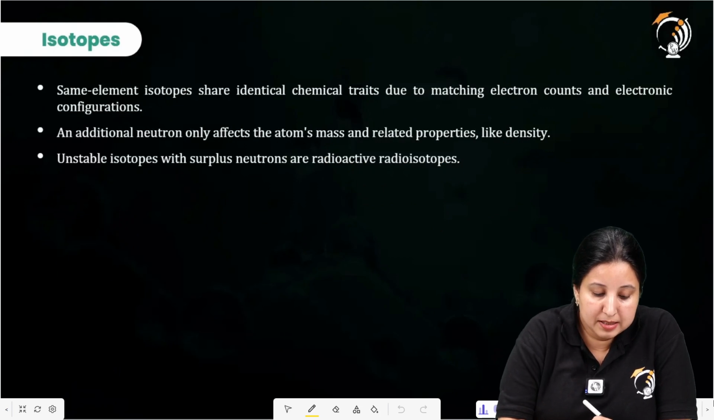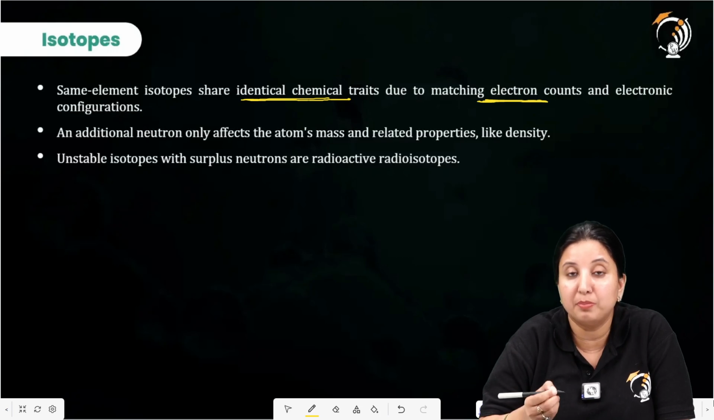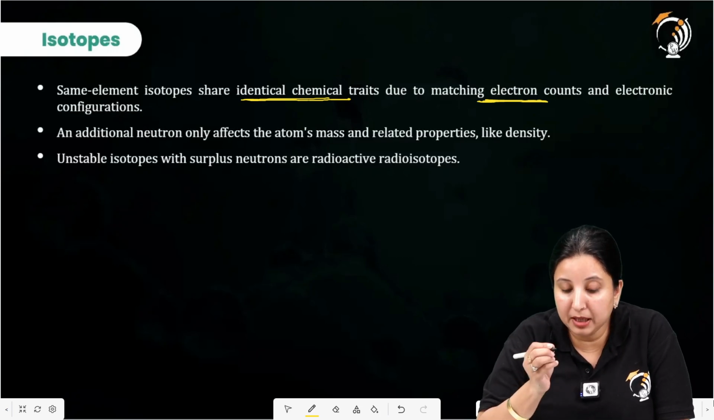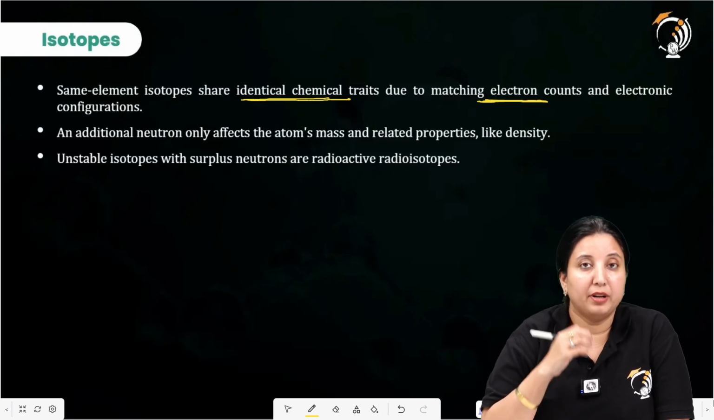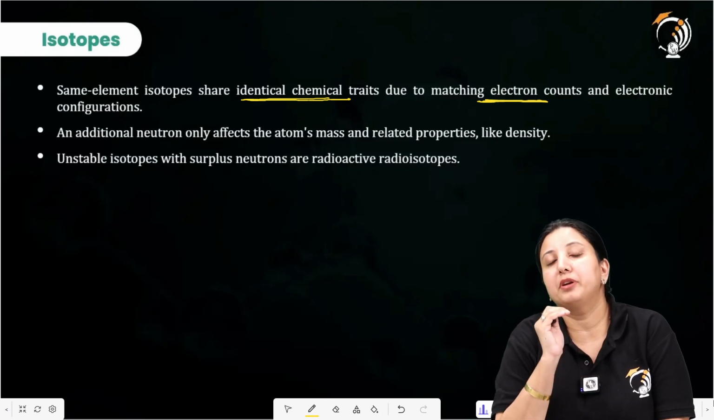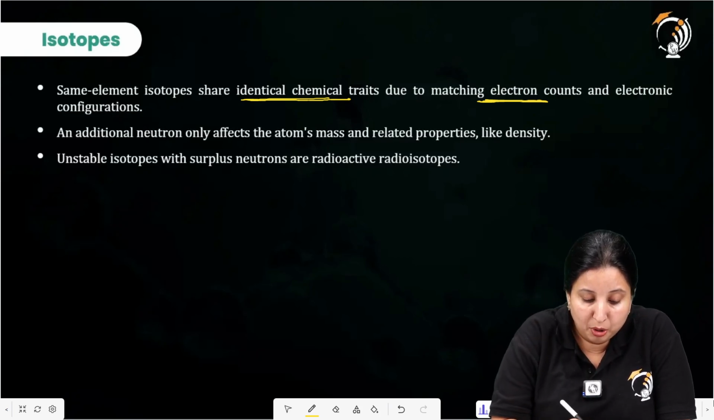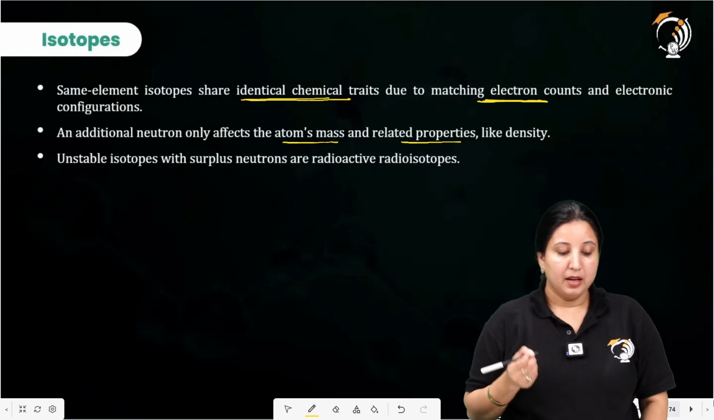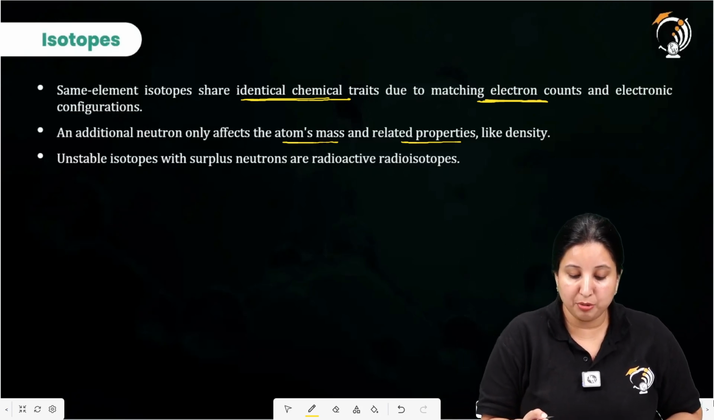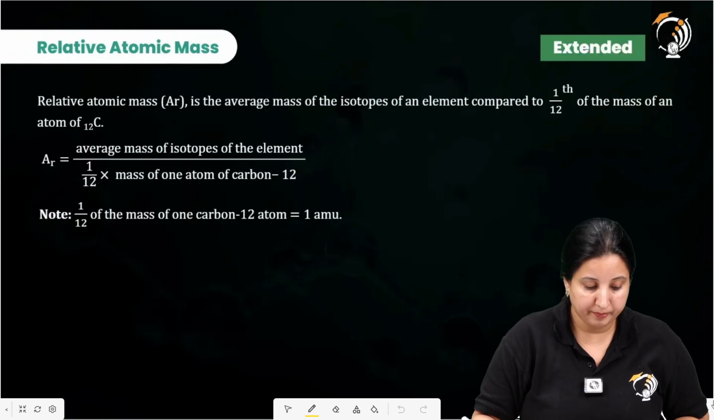So isotopes of the same element share identical chemical traits. Why? Because they have the same electron counts. So we can say that chemical properties depend on the number of electrons, or you can say the electronic configuration. Why? Because when we write down the electronic configuration, we write down the electrons only. An additional neutron only affects the atom's mass and related properties like density. Unstable isotopes with surplus neutrons are radioactive, or you can say radioisotopes.